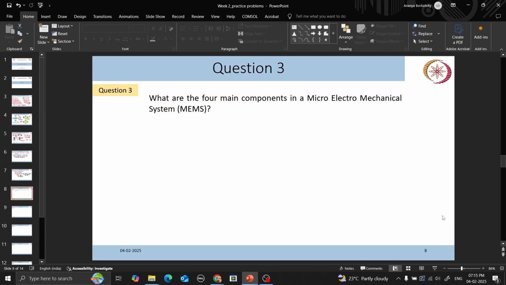So this is the third question. What are the four main components in a MEMS system, micro electromechanical system? This was also discussed in the class. So you can tell me the four components in the chat box, and if you want, you can give examples of all four components also. I'll wait a few minutes so that you can write the answer, or if you want, you can unmute and speak also.